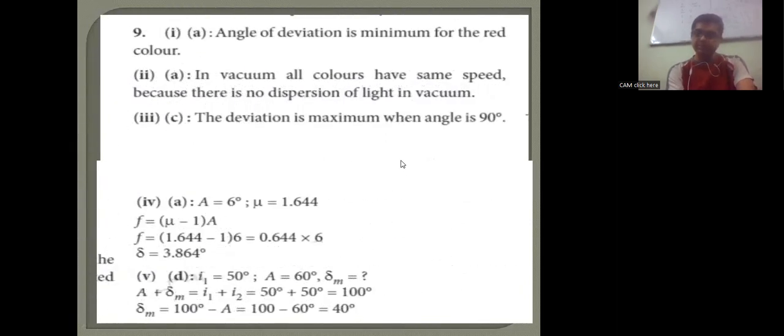The deviation is maximum when angle is 90 degrees. Students, आप deviation angle चेक भी करके देख सकते हैं. जब आप म्यू और गिवन म्यू आपके पास sin 90 sin 91 हो जाता है. Now so sin 90 is 1, which is maximum. Now come to the fourth one.